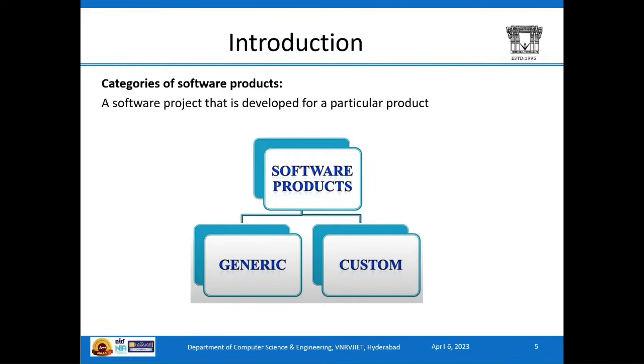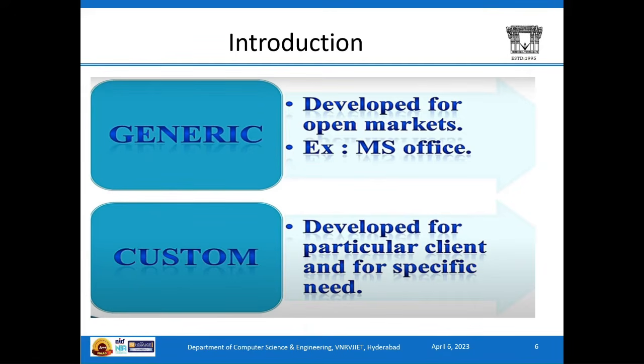Related to software, we have two types of software products. One is generic and the second one is custom. Generic software is developed for the open market, for example, MS Office, as it is generic and will be used by all who need it. And custom software is developed for particular clients and for specific needs.